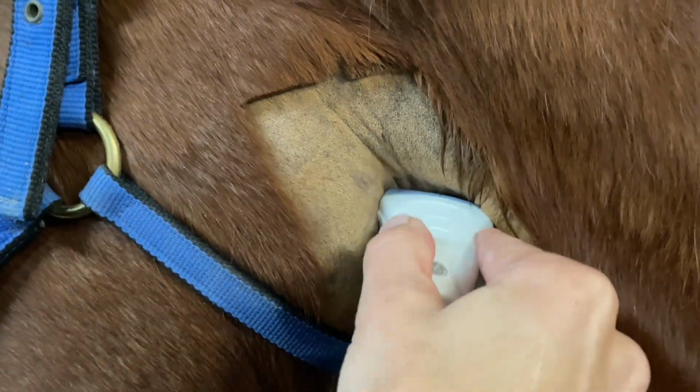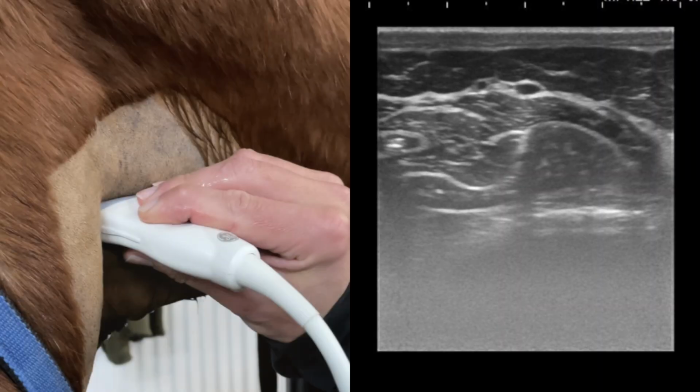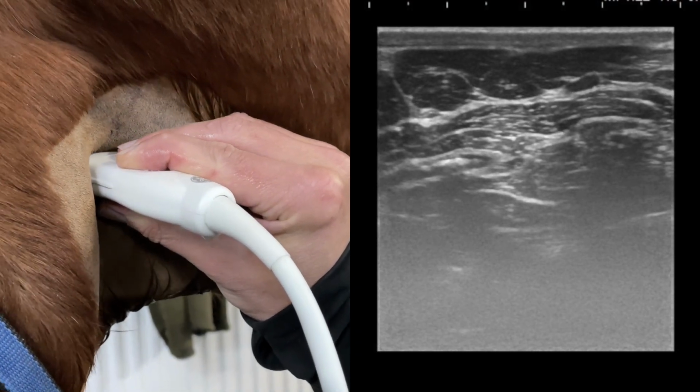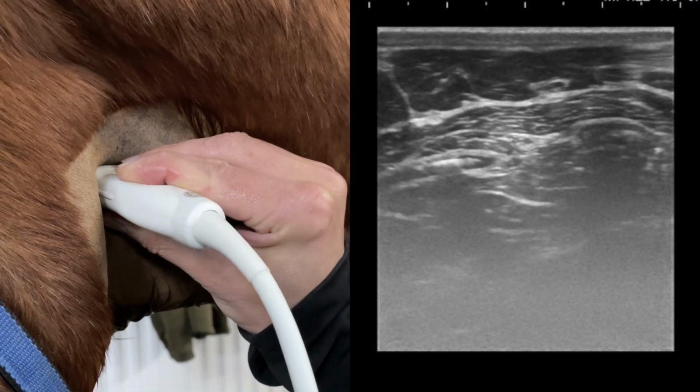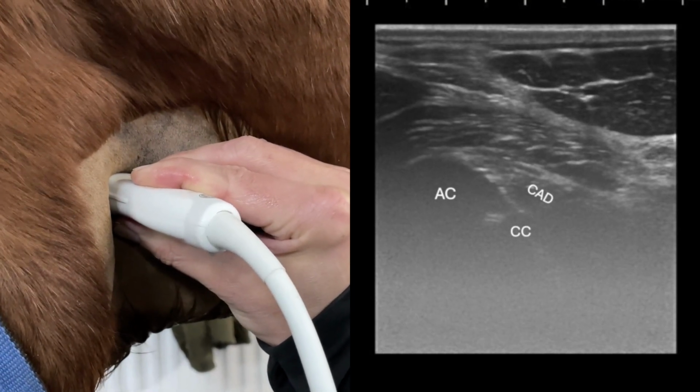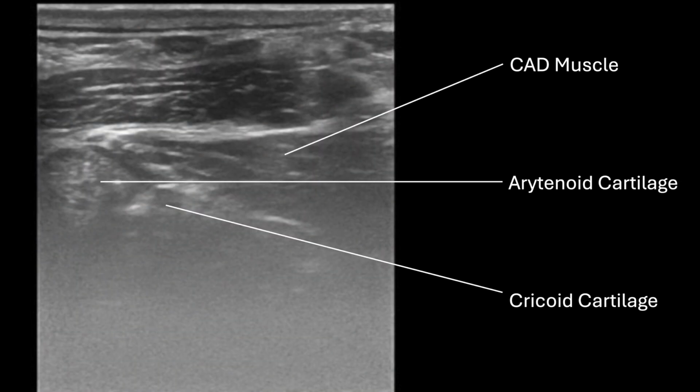Place your ultrasound probe with the marker facing forward in a transverse plane. You should see the cricoid cartilage and the thyroid cartilage. Slide the probe slightly rostral and dorsal, adjusting your angle until the arytenoid cartilage and the cricoarytenoid joint appear. The CAD muscle is located dorsocaudally to the cricoarytenoid joint.